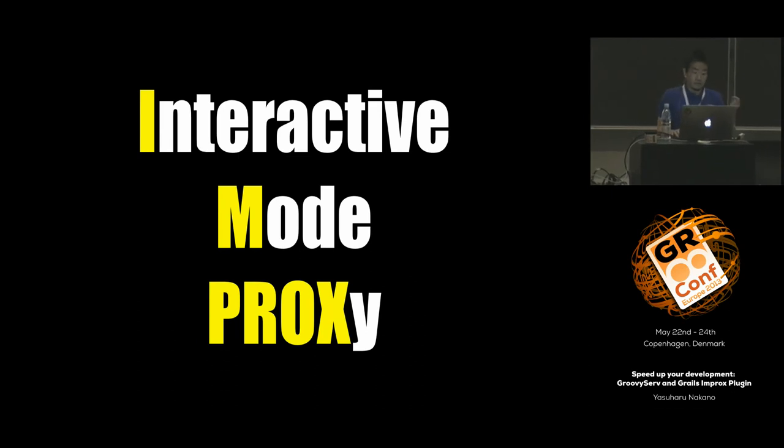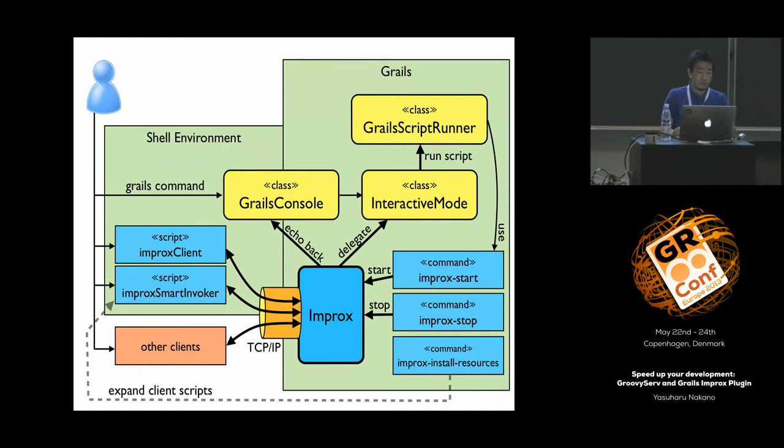Improx means interactive mode proxy. Actually, the architecture is that the Improx server opens and listens on a TCP port, which is 8096 by default, and receives the command line from clients via the TCP port, and delegates the command to the Grails script runner class via the interactive mode class, which are the Grails classes used when you normally run a command in interactive mode. So like this, it works just as a proxy.